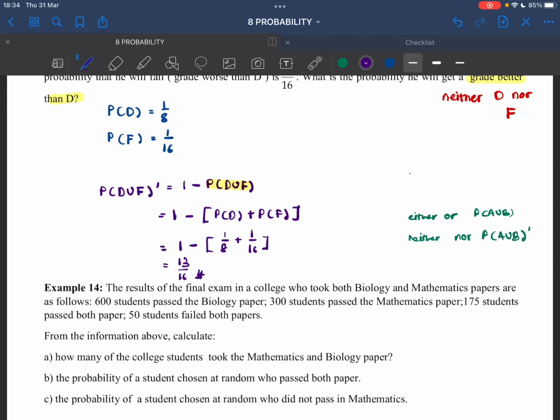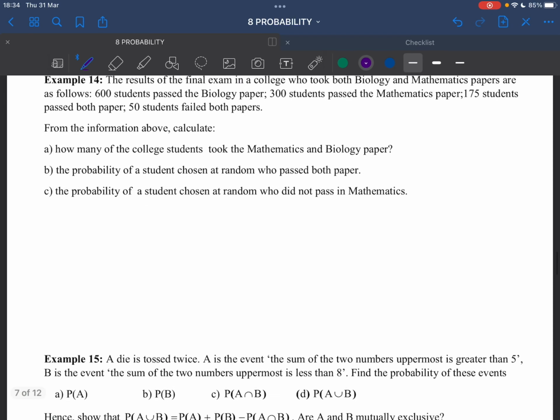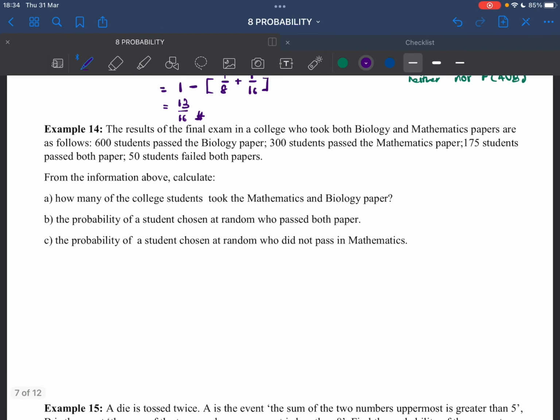Alright, so let's see example 14. The results of the final exam in a college, of students who took both biology and mathematics papers, are as follows. We have 600 students pass the biology paper, 300 students pass the mathematics. So at one look, how are you going to represent the data? The easiest way, as I said, you can use a tree diagram, a table, or the Venn diagram. You can try whatever suits you, but for now let's just use the Venn diagram.